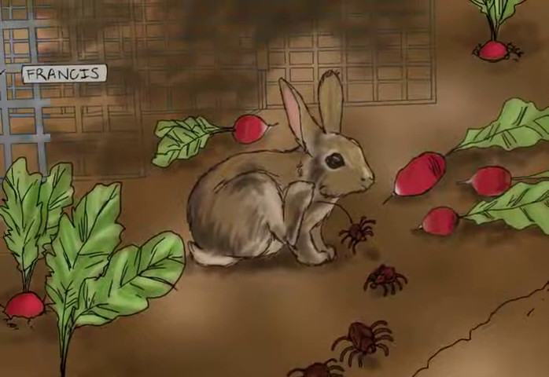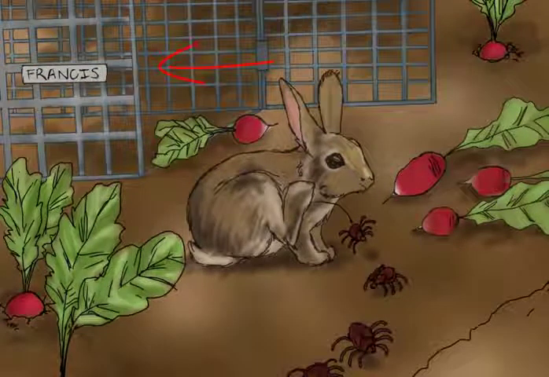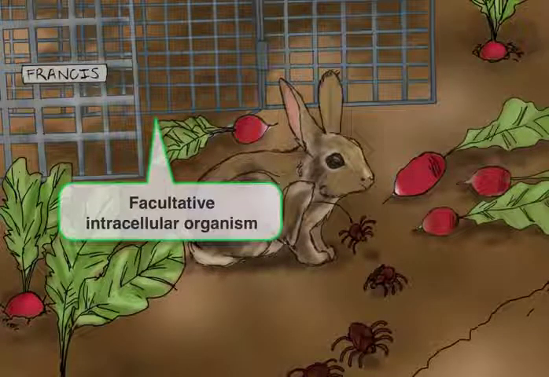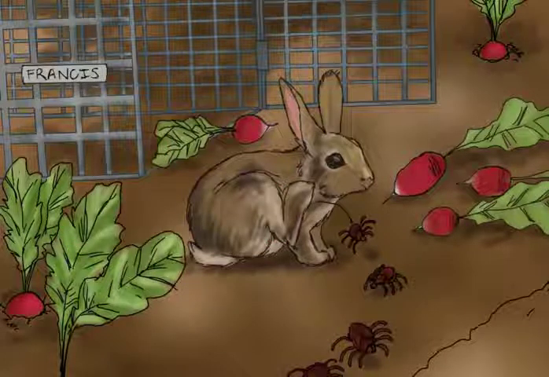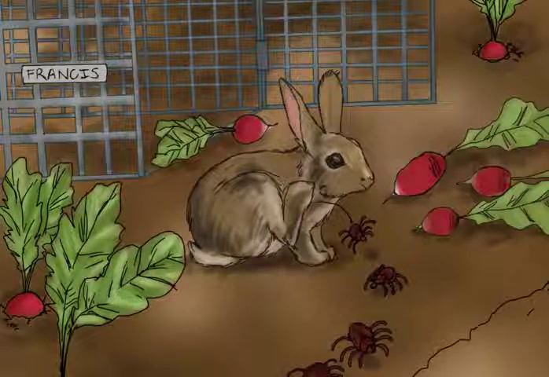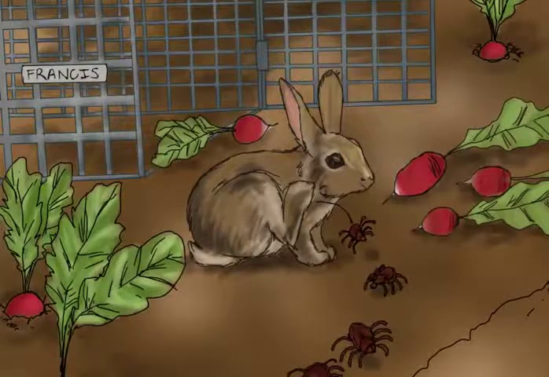Now we're drawing Francis's cage. Notice how his cage door is open? That's because Francisella is facultative intracellular, which is important to know because this means that recovery from infection depends on cell-mediated immunity. It also helps facilitate Francisella's spread from one site of the infection to the rest of the body.